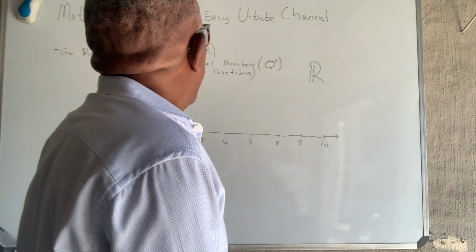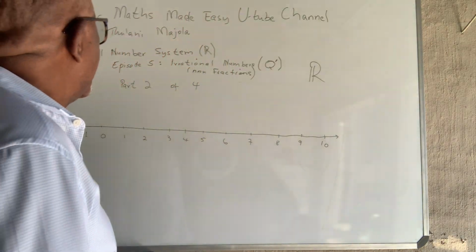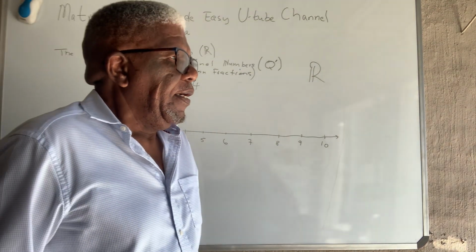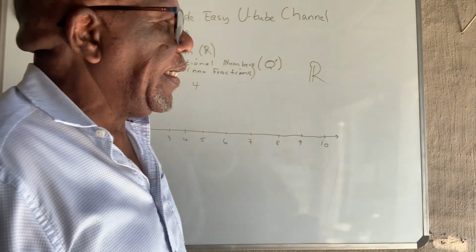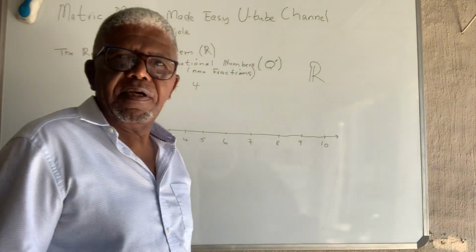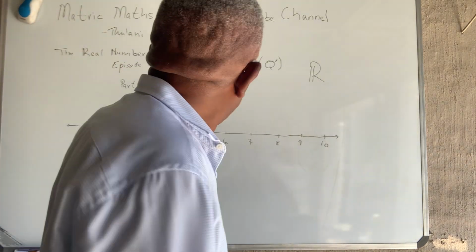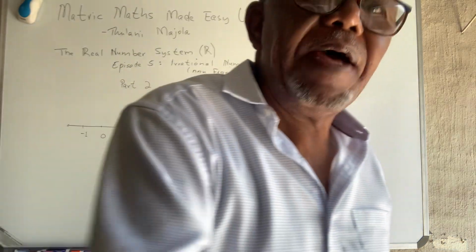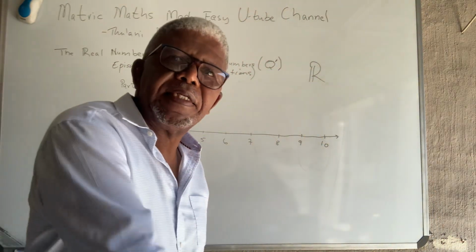The real number system, episode number 5, the irrational numbers. Those numbers which are not rational, which cannot be presented as an integer over integer. This is part 2 of part 4. So how do the irrational numbers come about? Why do we call them irrational numbers?